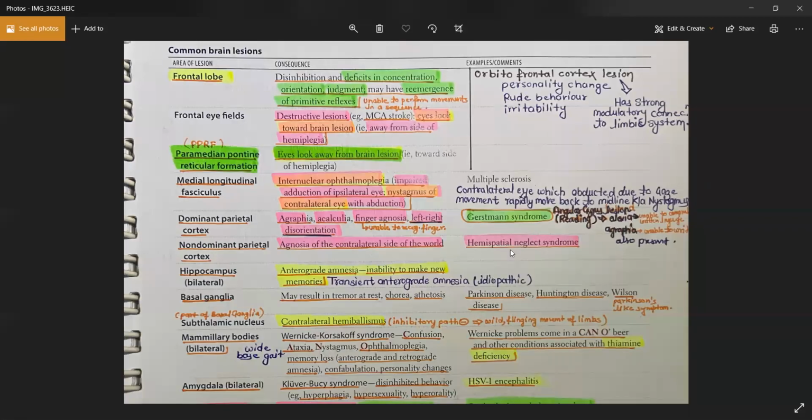hemispatial neglect syndrome. Okay, you will get the neglect syndrome because of the non-dominant parietal cortex. So remember, for a dominant, you will get adjustment syndrome. For the non-dominant, you will get the neglect syndrome.